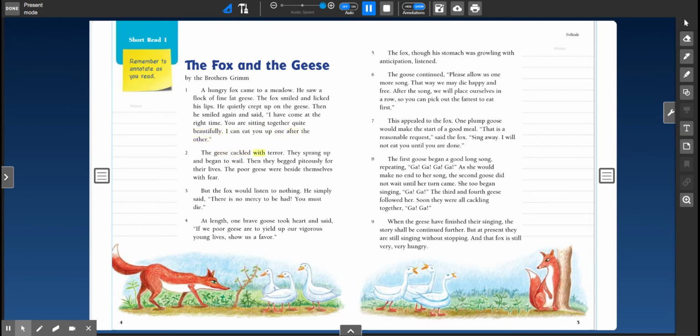The geese cackled with terror. They sprang up and began to wail. Then they begged piteously for their lives. The poor geese were beside themselves with fear.